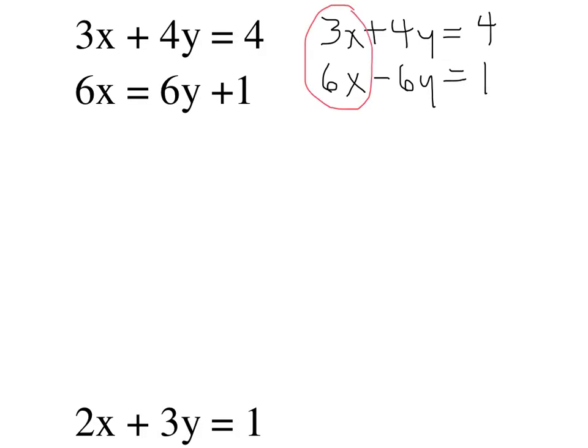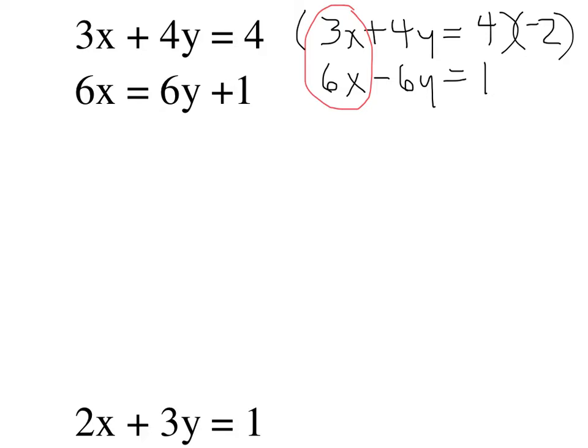I need to work with one equation, or perhaps both equations, until the numerical coefficients of x are opposites. I have a positive 6 in the second equation. Is there anything I can do to the first equation so that it will have a negative 6? Well, if I could multiply the second equation by a negative 2, that would give me a negative 6.